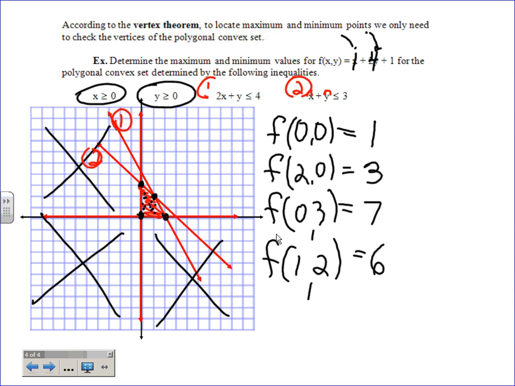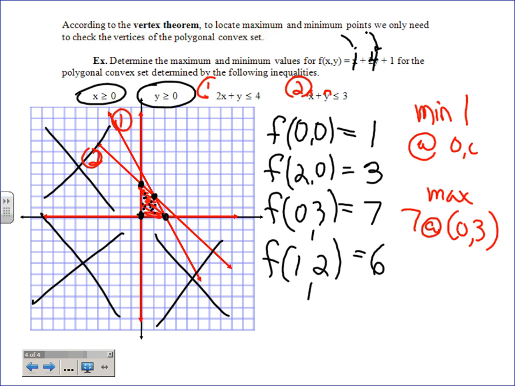So what's the max? 7 at 0, 3. You should say 7 at 0, 3 is the max, right? Does it ask for both or no? Yep, min is 1 at 0, 0.